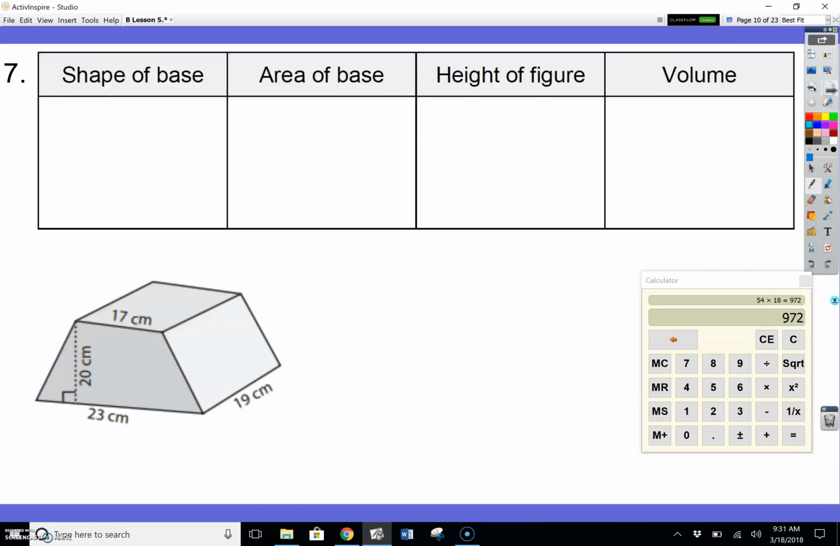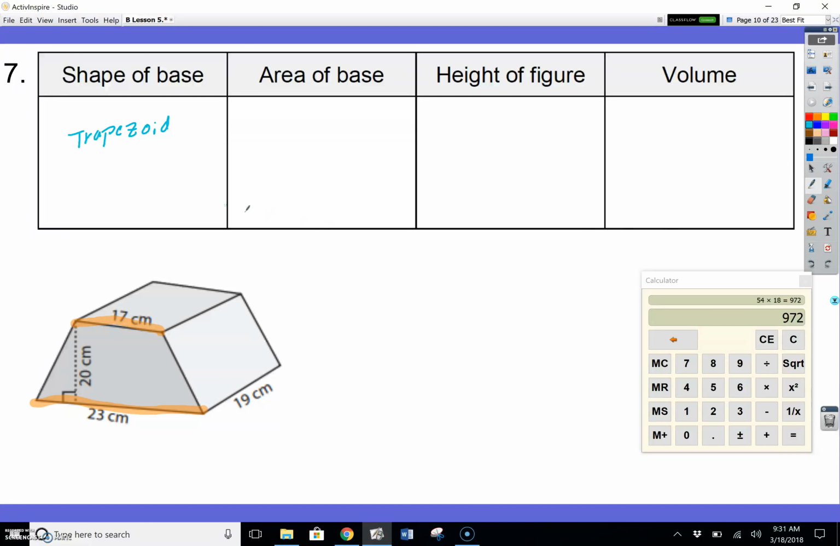Alright, so let's go ahead. We got, I think, just one more of these. So what we are going to do now is we are going to look at this shape. This is called a trapezoid. So shape of the base is a trapezoid. So some of us might have forgot the area of the base. It's basically we are taking the average of the parallel sides, that is 17 and 23.